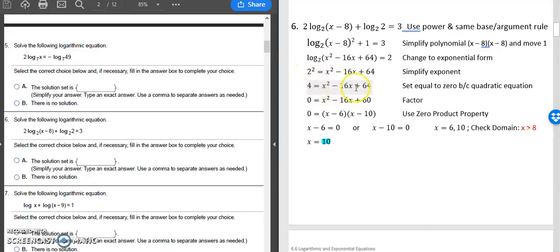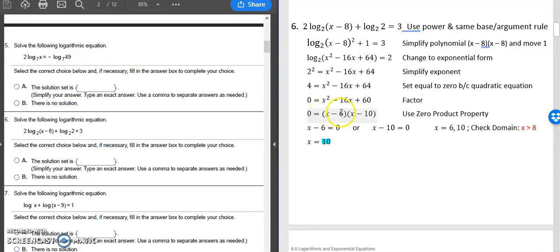Now we have a quadratic here. So we want to set it equal to 0 because we'll need to factor it in this step. So we subtract 4 from both sides. So we end up with 0 equals x squared minus 16x plus 60. So now we can factor this expression here.